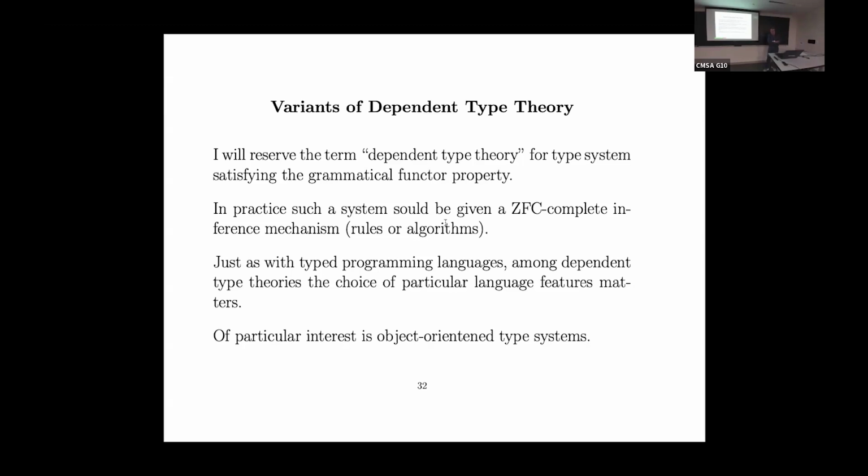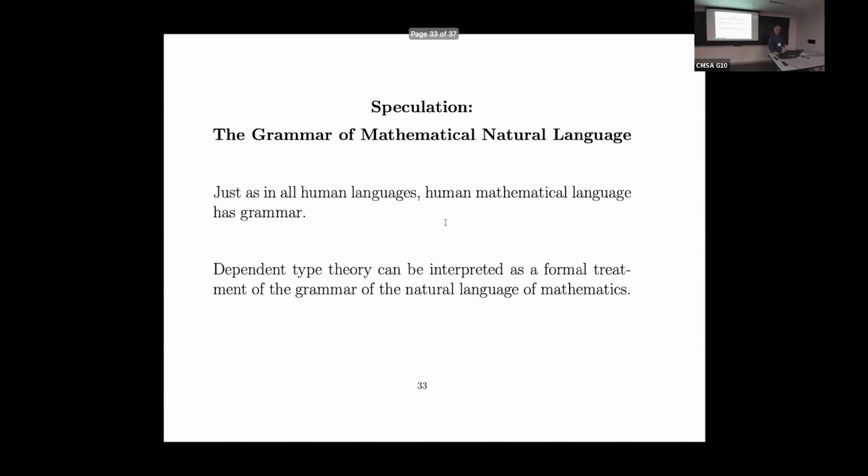But even with those constraints, different languages are going to be significantly different in what features you support, just like programming, right? Object-oriented programming is friendlier than languages that don't have it, even though they're both Turing complete. And I'm particularly interested in object-orientedness because mathematics seems to be very object-oriented, right? The objects we're talking about are analogous to objects in object-oriented programming.